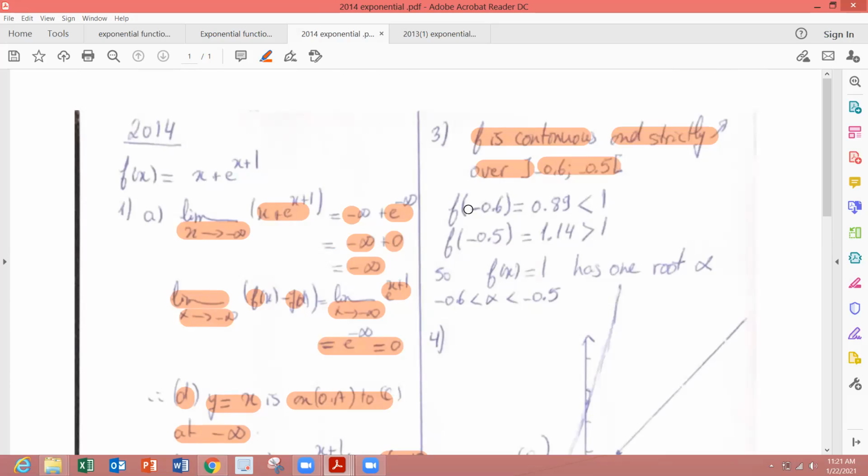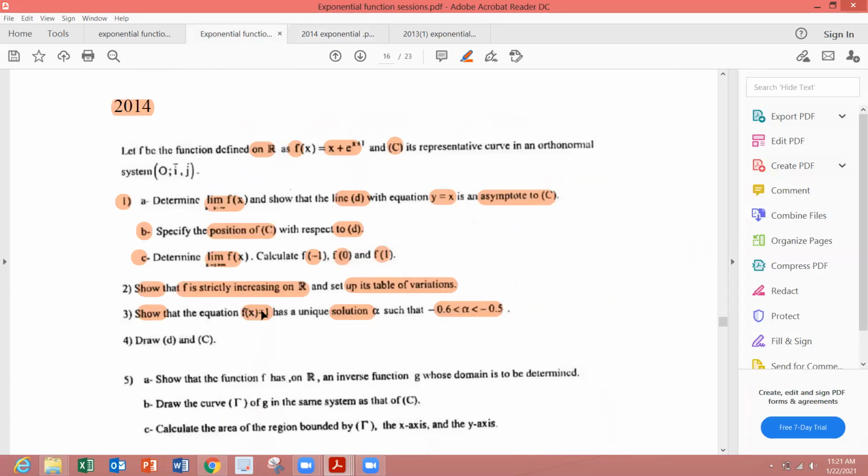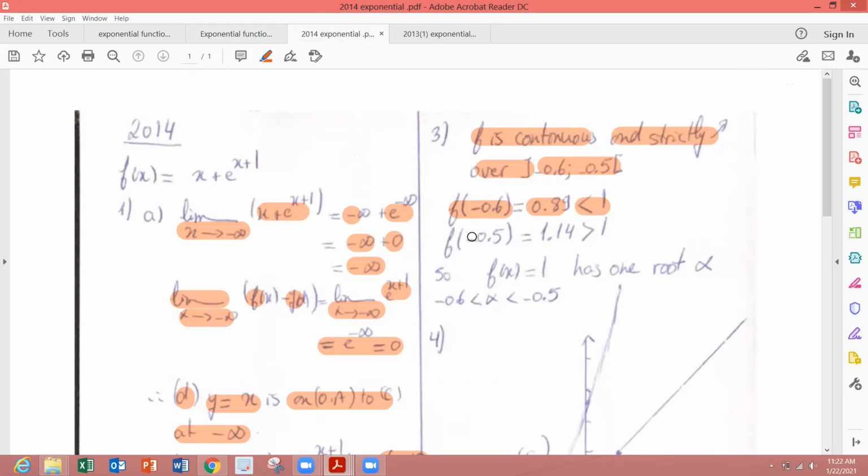f(-0.6), we get 0.89, which is less than 1. f(-0.5) equals 1.14, greater than 1. So f(x) = 1 has one root alpha in the interval [-0.6, -0.5].